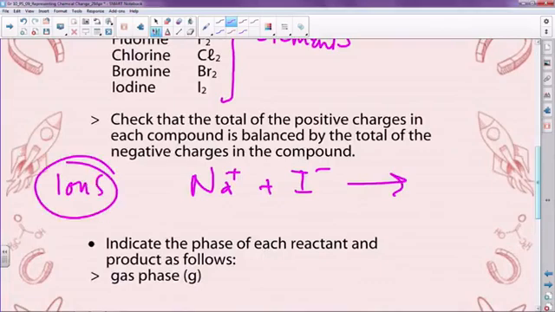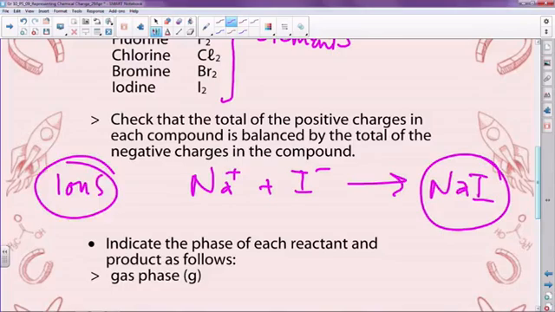So ionic compounds: that's our cation, and then anion, we have NaI. Sodium iodide gets that formula because the net charge is 0 for the reactants, and the net charge for the product is also 0.